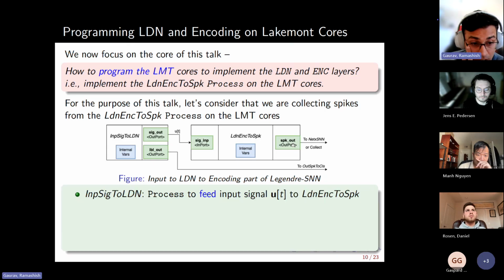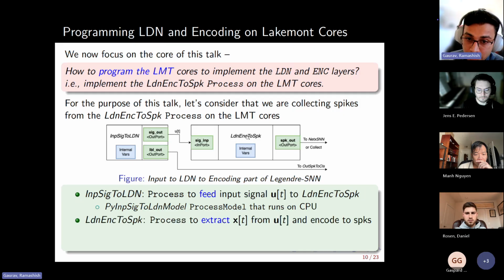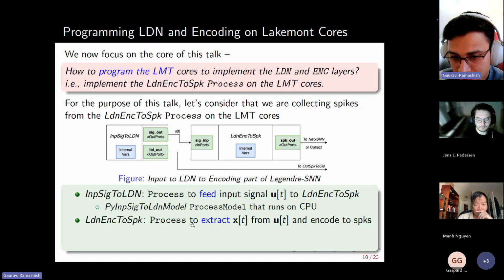In words, the input signal to LDN is a process to feed the input signal UT to the LDN encoding to spike process. And this particular process, input signal to LDN, has got its process model, a Py Loihi process model called Py input signal to LDN model that runs on the CPU. Now, this LDN encoding to spike process is a process to extract the temporal features xt from UT and then encode those to spikes.